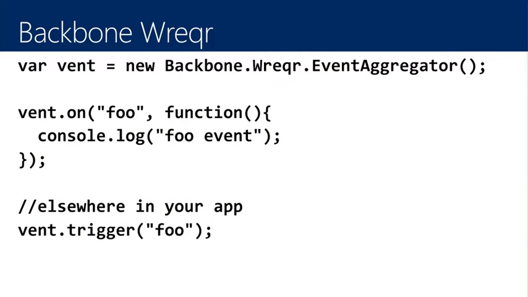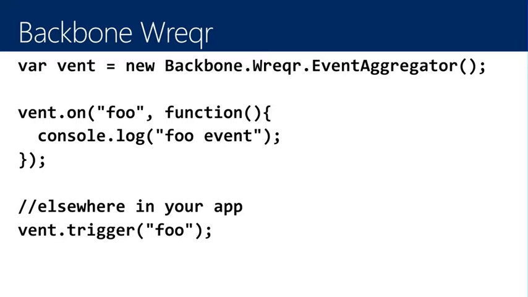So let's take a look at events. Backbone Wreqr is a new library that actually used to be part of the Marionette core, but it's so useful that it's been pulled out into its own project. So if you're ever wanting to do eventing in any JavaScript code, I'd recommend you take a look at Backbone Wreqr. It's a really interesting project.